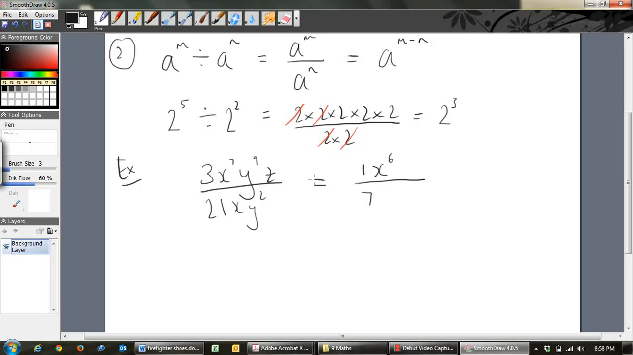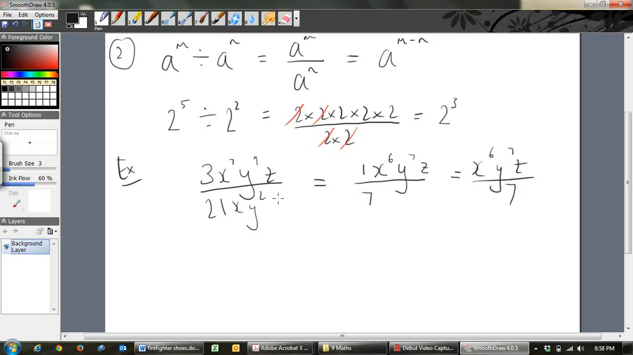Good. Our y's, we've got y to the power 9 and y squared. What we'll be left with is y, 9 minus 2 is 7. And so that's what we've got left. Oh, sorry, we've got this z sitting here as well. There's nothing happening there, the z just sits there by itself. Simplify that. That 1, we don't need to write, so it's x to the 6, y to the 7, z over 7. There's your answer.